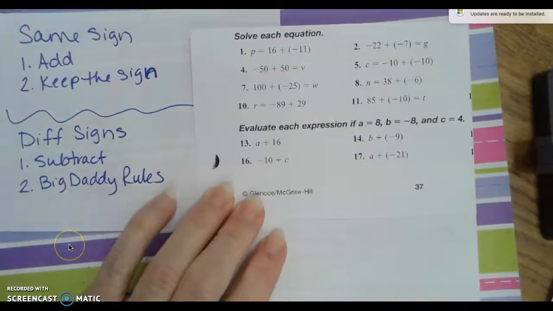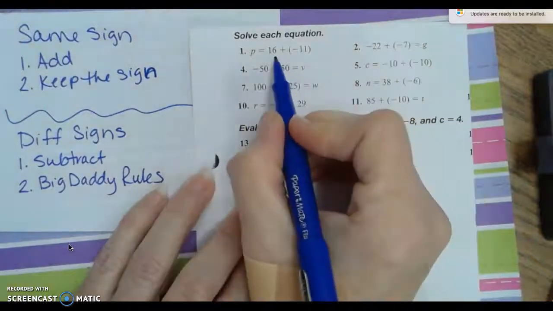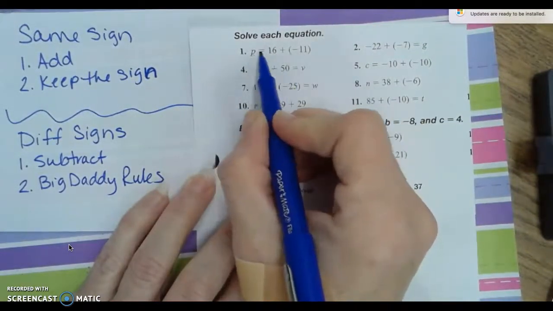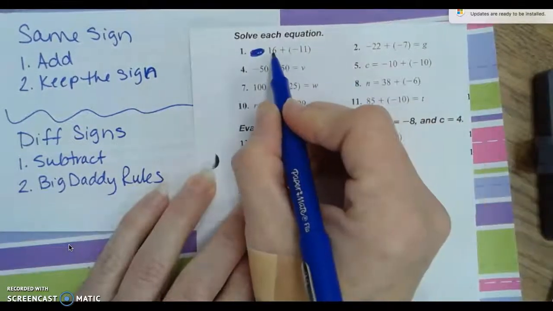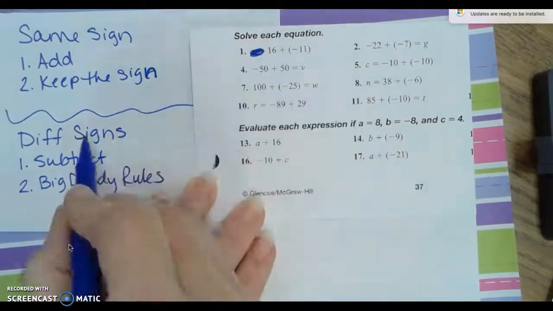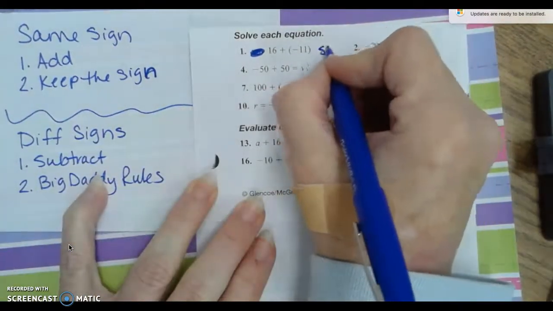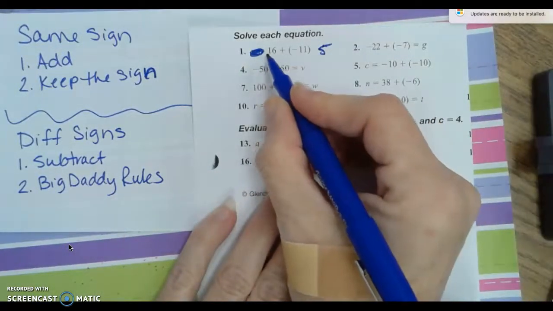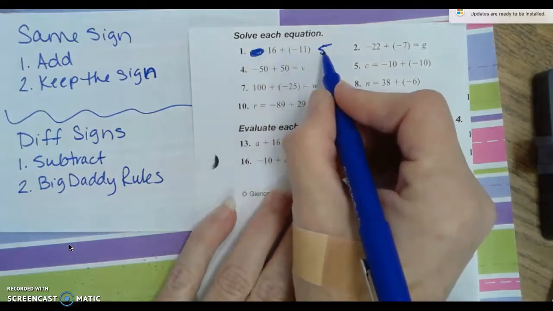Okay, I rewrote the rules so we could see all of this on the same page to practice. So we got a positive 16 and a negative 11. This just says P equals, so really that's not affecting our problem. So we got a positive and a negative, so the signs are different. So different says subtract first, so we subtract and get 5. And the biggest absolute value is 16. So Big Daddy's 16, so our answer stays positive.